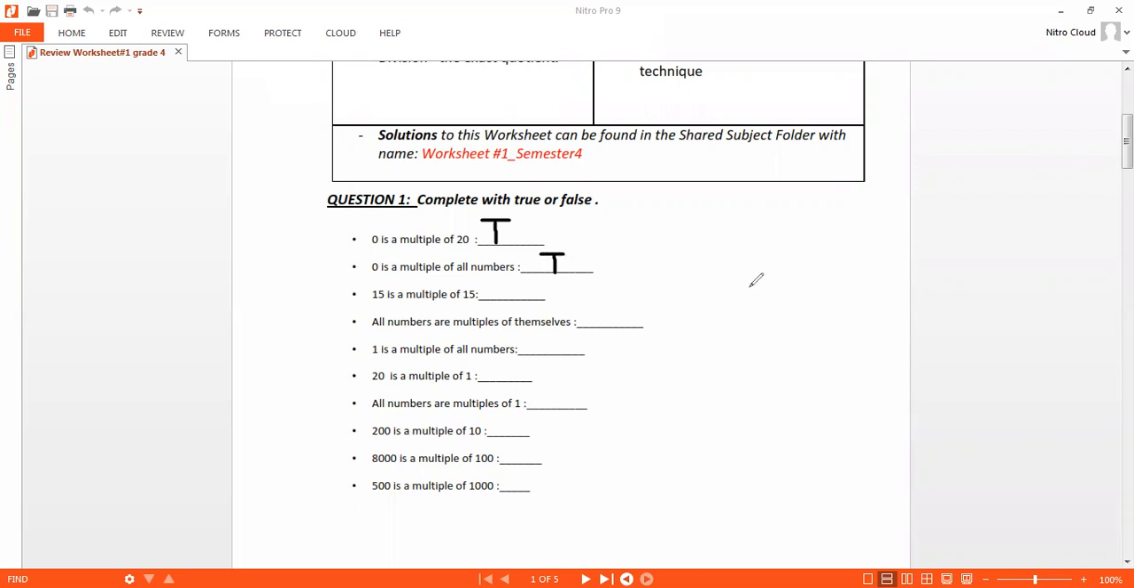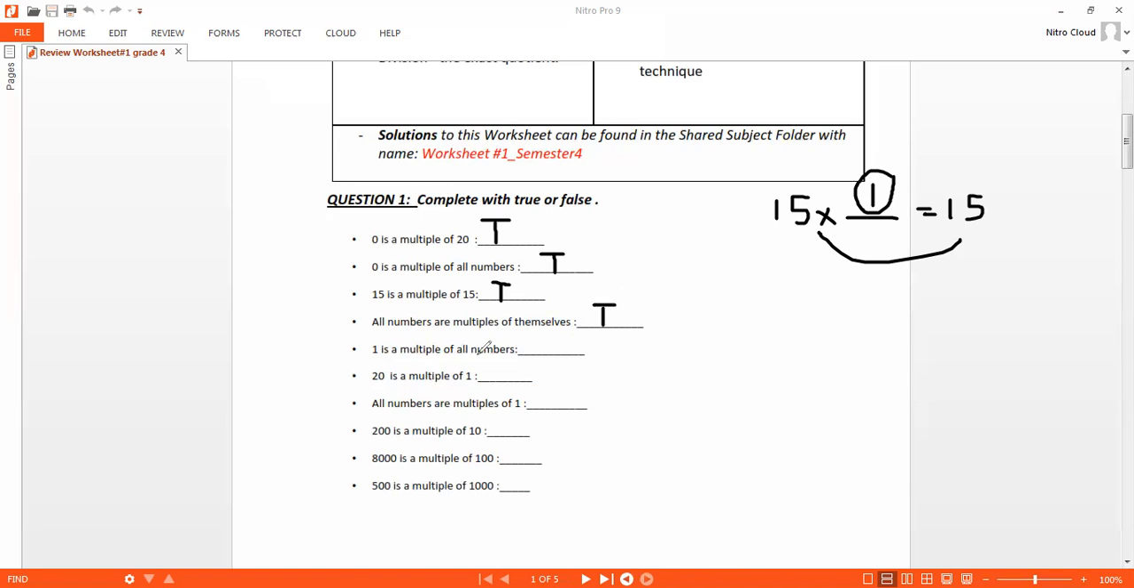Now, 15 is a multiple of 15. You have to think of a number you multiply the 15 by in order to get 15. Well, it's 1. So yes, this is true. So, are all the numbers multiples of themselves? Of course, because you can multiply any number by 1, so you're going to get the same number. So this is also true.